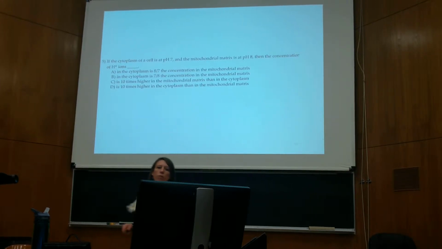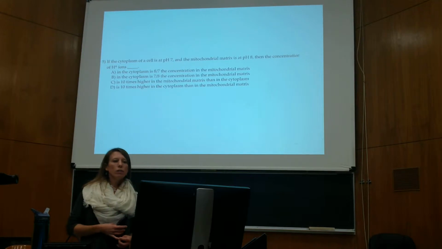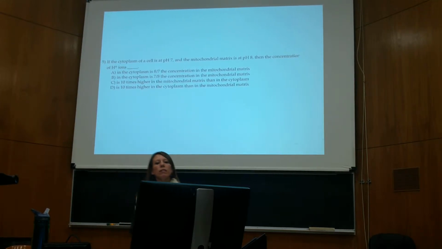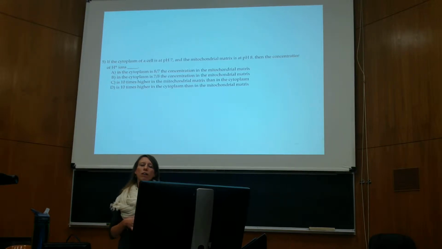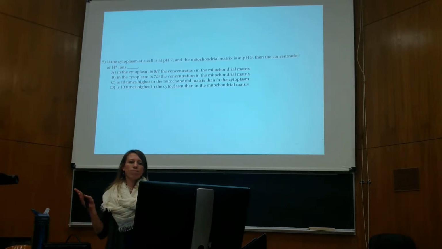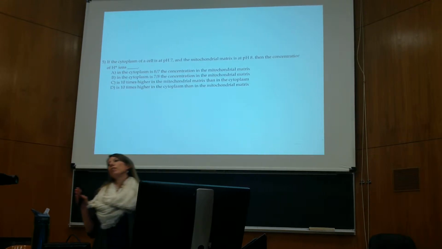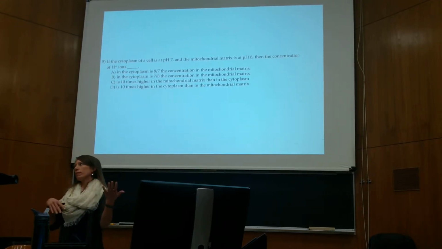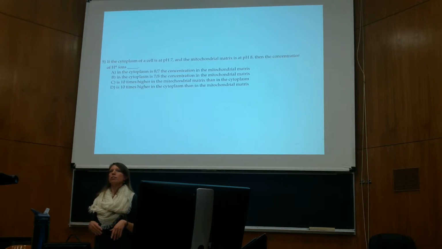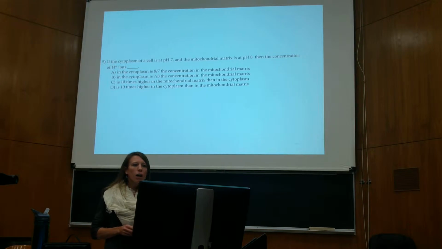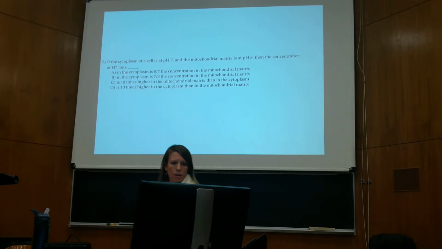Okay, if the cytoplasm of a cell is at pH 7 and the mitochondrial matrix is at pH 8, then the concentration of hydrogen ions. Okay, let's first think about this. If you have a higher concentration of hydrogen ions, is it more acidic or basic? Acidic, right? Is your pH lower or higher? Lower, right? So the concentration of hydrogen ions is going to be higher or lower in the cell or the mitochondria? Higher in the cell, right?